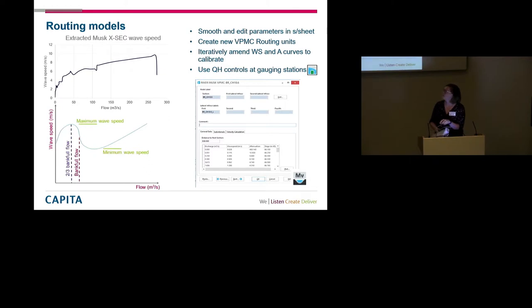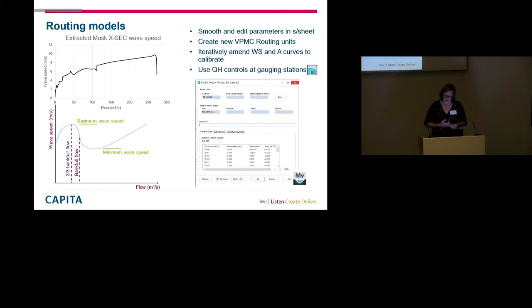However, because of the cross-section data, the curves that are extracted from the ZZU file often tend to be quite messy. This top one is wave speed on the y-axis with flow on the x-axis, and in the guidance, this is what your wave speed curve against flow is supposed to look like. So we need to analyse them, smooth them, and edit them, and we found this to be most easily done in a spreadsheet.